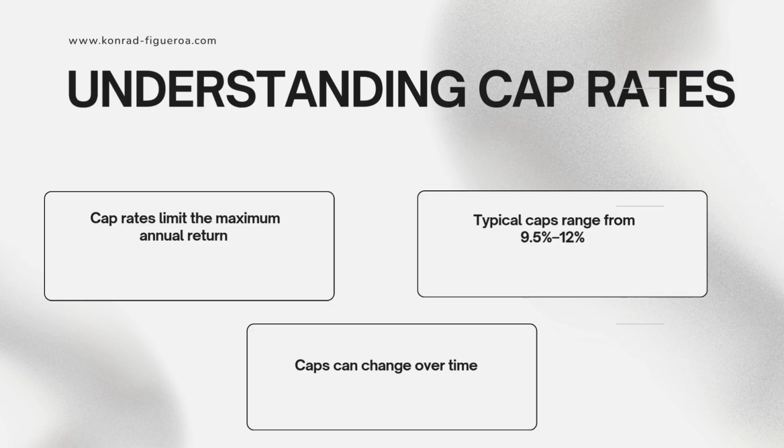Now, understanding the cap rate: it is like a speed limit for how much your money can grow in one year. For example, if the cap is 10% and the market grows by 15%, your account would grow by 10%. If the market grows by 5%, then you would receive the full 5%. The insurance company can change the cap over time.